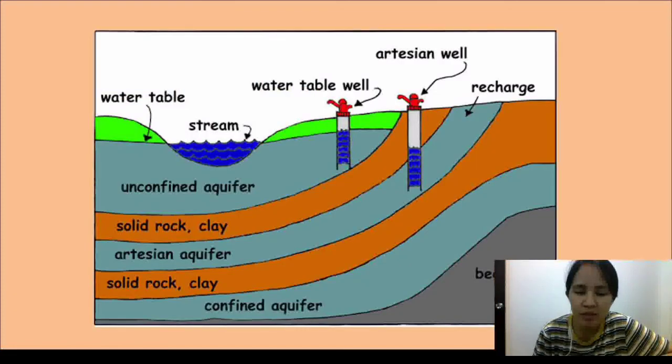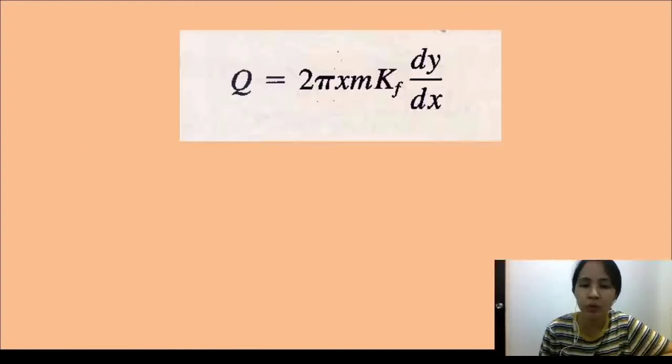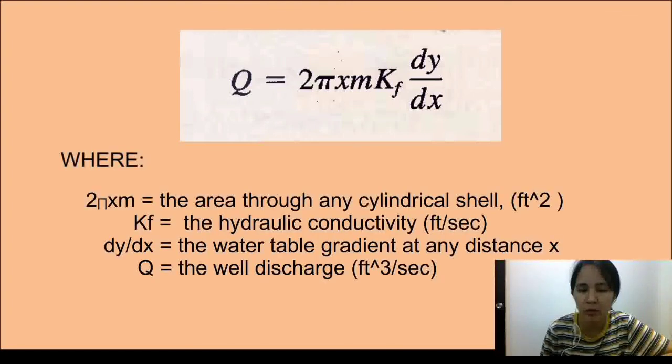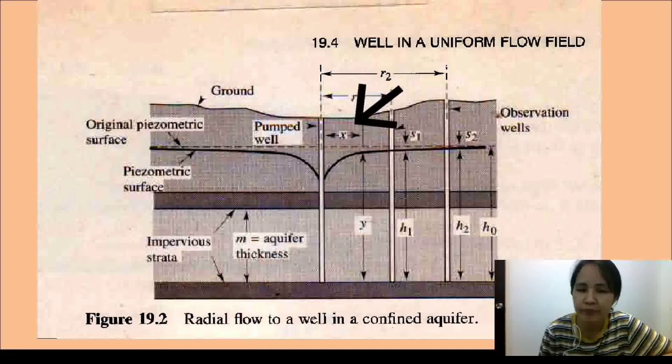In this illustration, this is your unconfined aquifer and this is your confined aquifer. Q is equal to 2 pi x m Kf dy/dx, where 2 pi x m is the area through any cylindrical shell, Kf is the hydraulic conductivity, dy/dx is the water table gradient at any distance x, and Q is the well discharge. This is where you're going to find your x, and this is your m, or the aquifer thickness.